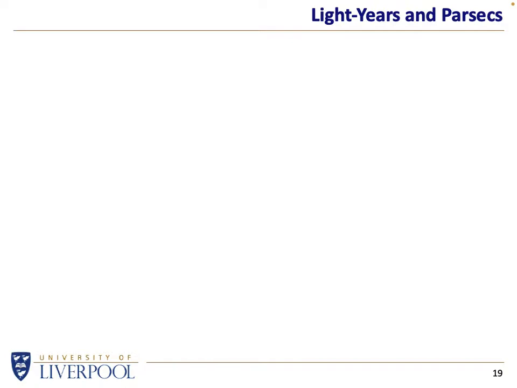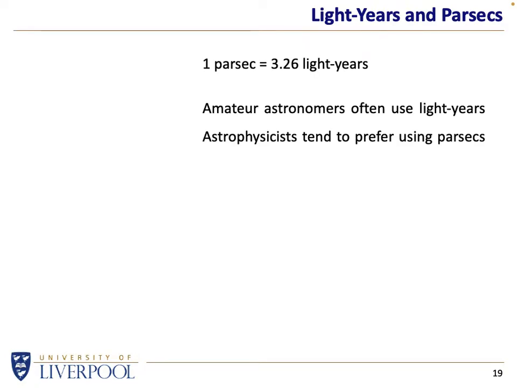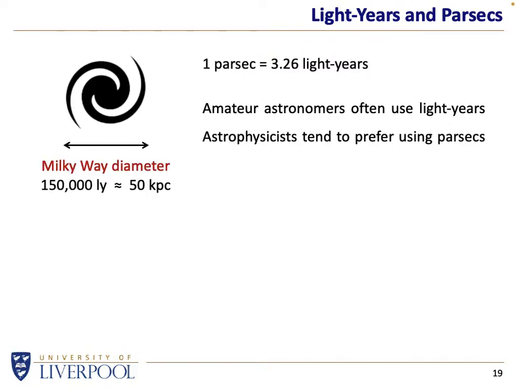And just a reminder about this business of light years and parsecs. A parsec tends to be used by astrophysicists. A parsec is simply 3 and a bit light years. Amateur astronomers tend to prefer light years because it's more intuitive, the distance light travels in a year, but astrophysicists prefer using parsecs for reasons I'm not going to go into.